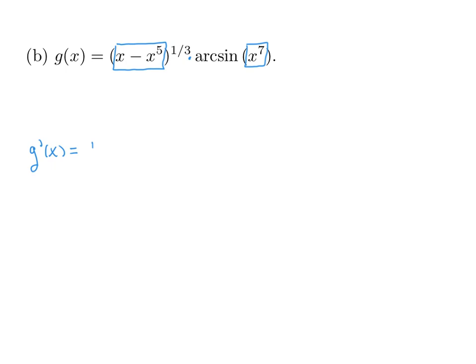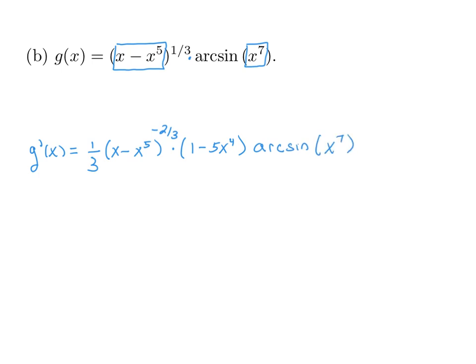I'll start by bringing down the 1/3, and then I copy down the inside. And I subtract 1 from the exponent. So it's really 1/3 minus 3/3. That's negative 2/3. Now, because it's a composition, I have to multiply by the derivative of the inside. The derivative of x is 1. And for x to the 5th, that is 5x to the 4th. I now simply just copy down arcsine of x to the 7th.